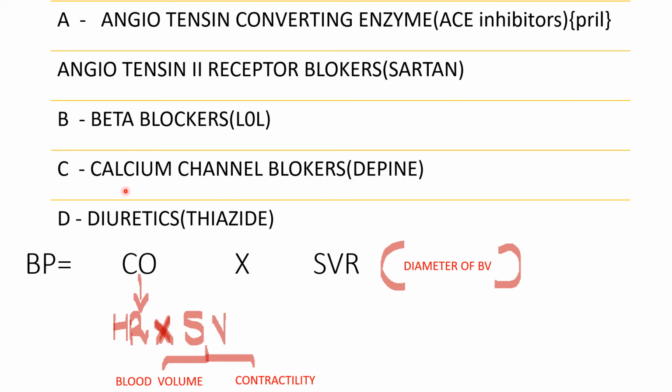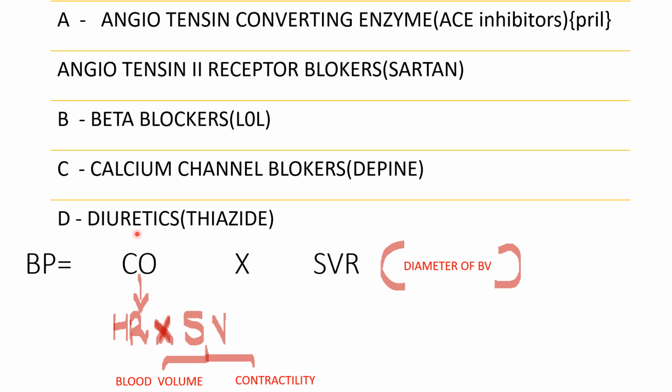So what do the calcium channel blockers do? They block the entering of calcium into the heart and the arteries. So what happens? There will not be any calcium, so the arteries and the heart will be relaxed. There will not be much strong contraction, and there will not be much ejection of blood. So the BP is getting decreased.